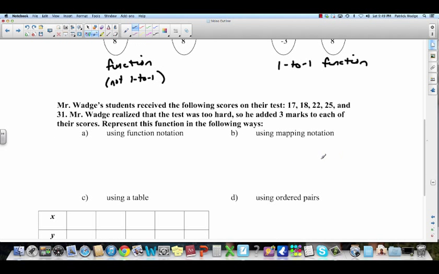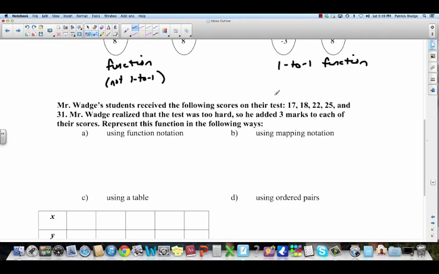Last question. Mr. Waj's students received the following scores on their test: 17, 18, 22, 25, and 31. Mr. Waj realized that the test was too hard, so he added 3 marks to each of their scores. Represent this function in the following ways. First way you want to represent it is using function notation.